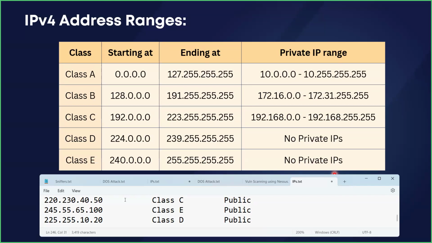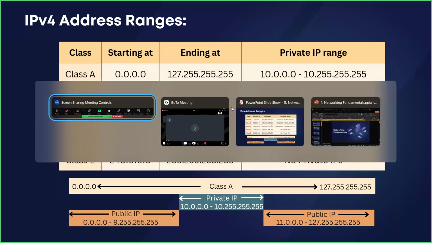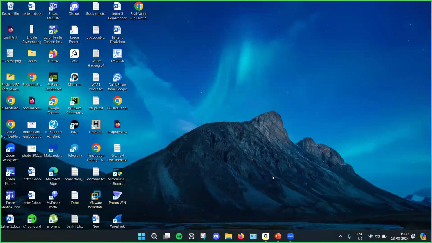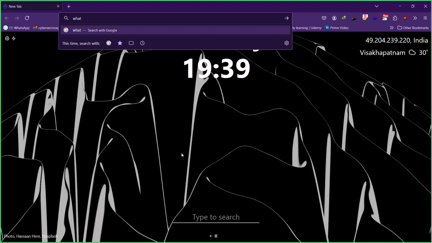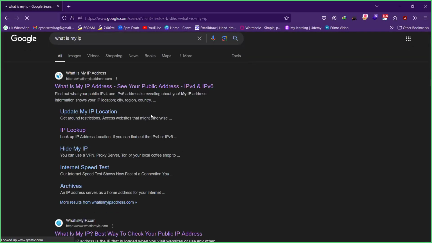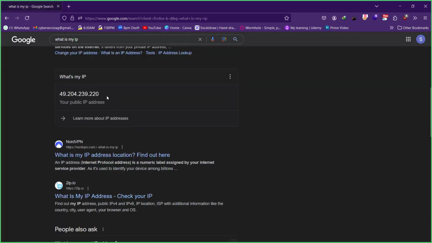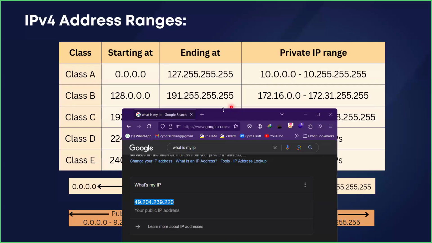And in the last class, I showed you how to check your public IP and how to check your private IP. If I had to check my public IP, I can go to my browser and do a quick search: What is my IP? This shows me my public IP here: 49.204.239.220. Looking at this IP, can you tell me which class it belongs to, guys?